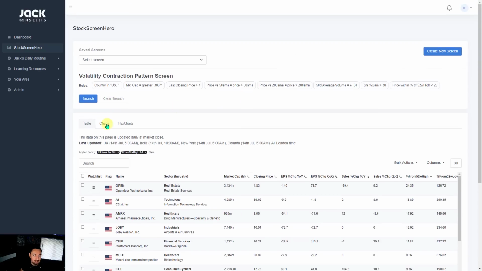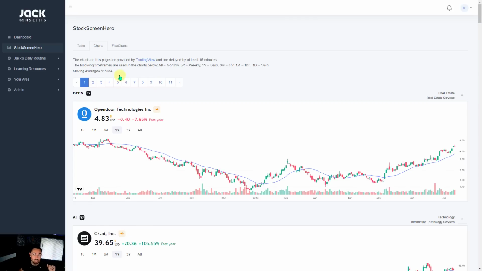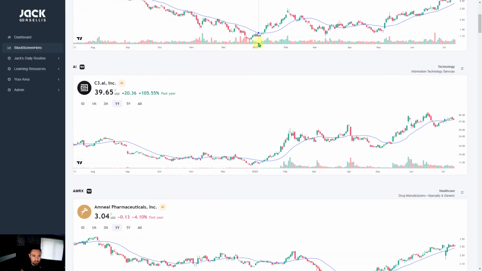Now what I'm going to do is click charts. Now I've just got it on 1 per row, but if you want to make it potentially even quicker, you can put it 2 per row as well. If you want to click flex charts and get the earnings and the sales data, you can do that as well. So here we go, we've got some stocks that are popping up here.